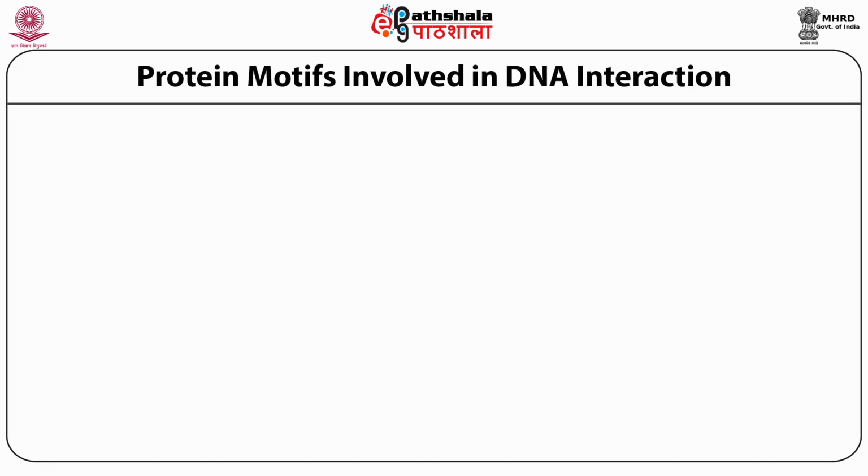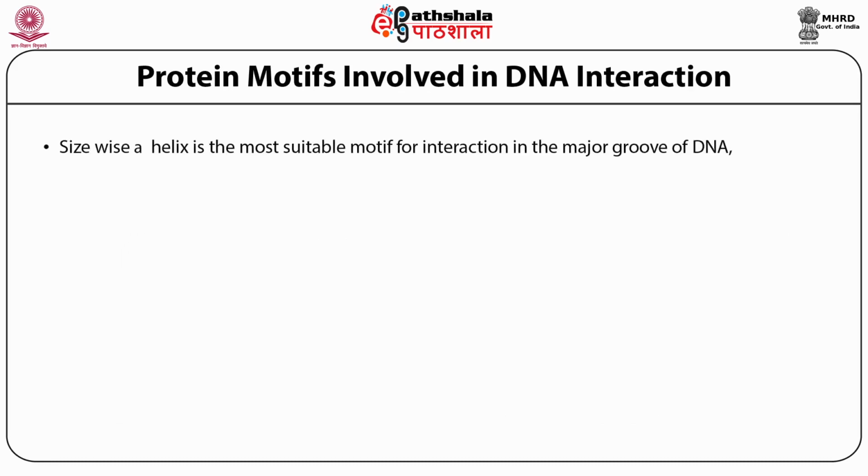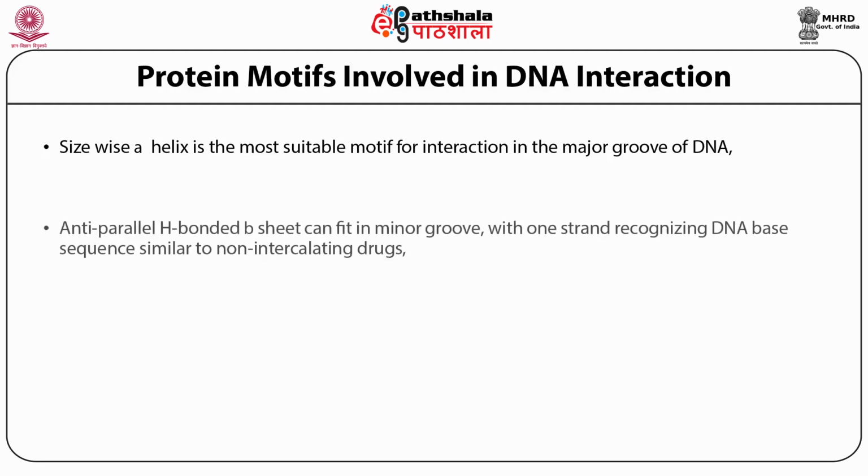Protein motifs involved in DNA interaction. Size-wise, alpha helix is the most suitable motif for interaction in the major groove of DNA. Antiparallel H-bonded beta sheet can fit in the minor groove with one strand recognizing DNA base sequence, similar to non-intercalating drugs.